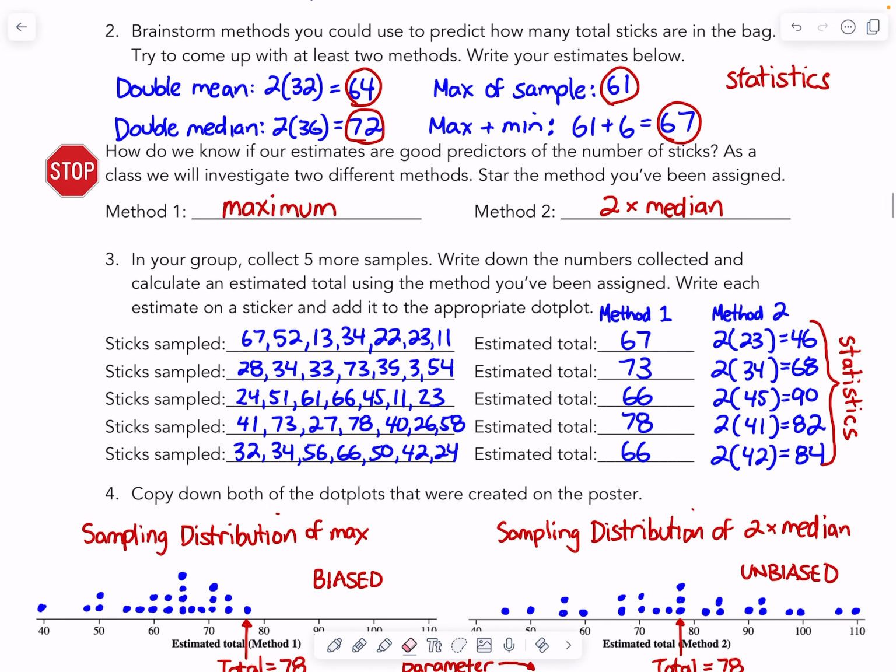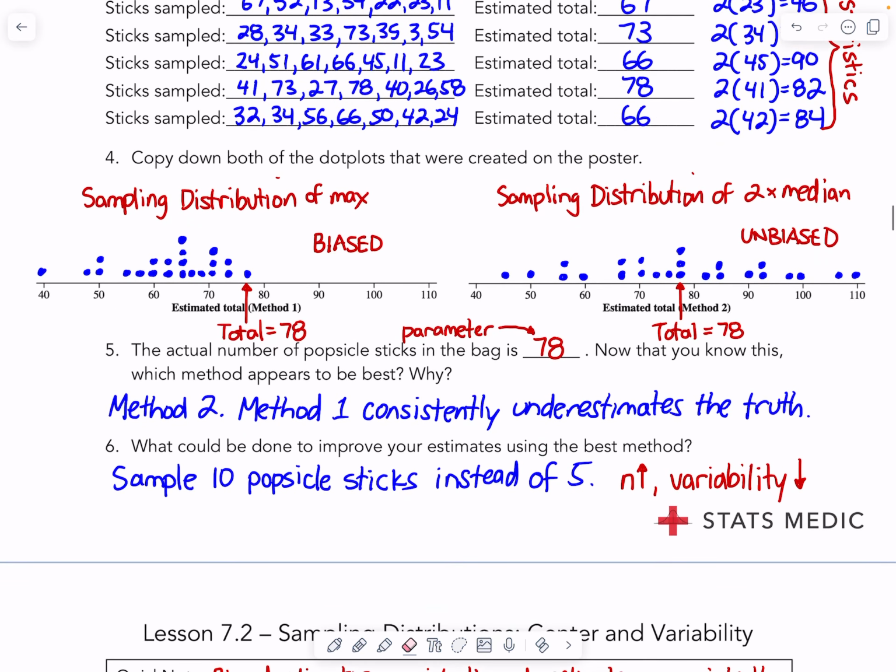In the group, I had them collect 5 more samples, write down what they collected, and calculate the estimated total given the method that they'd been assigned. And they wrote each estimate on a sticker, and they added it to the appropriate dot plot. What we did, instead of doing the sticker, we sent the data through the calculator, and we graphed it on our calculator and on the screen. This is the data that we ended up getting.